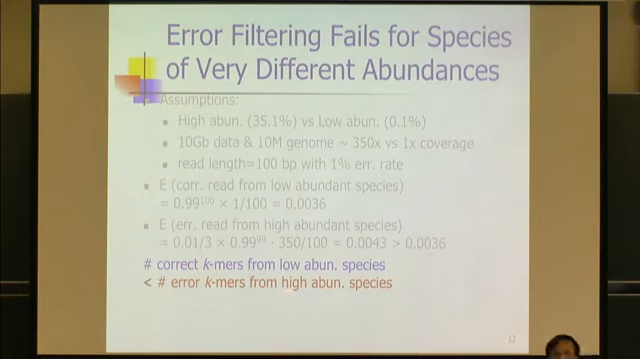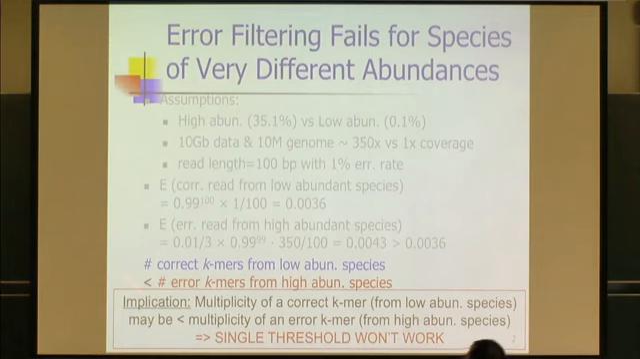That means high abundancy can give more error k-mers than the correct k-mers from a low abundancy one. So the implication is that the multiplicity for a correct k-mer may be less than the multiplicity of an error k-mer from a high abundancy species, because high abundancy can give error. So using a threshold to filter out the error k-mer will not work, because of the difference in abundancy. Then how can we handle it?